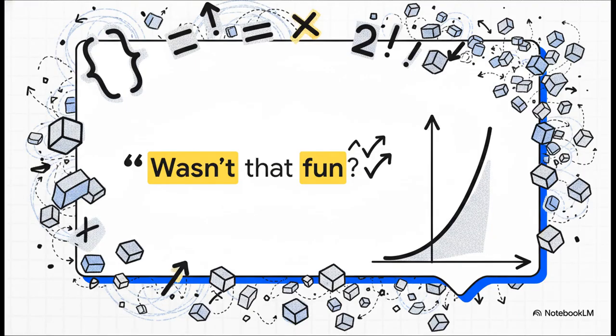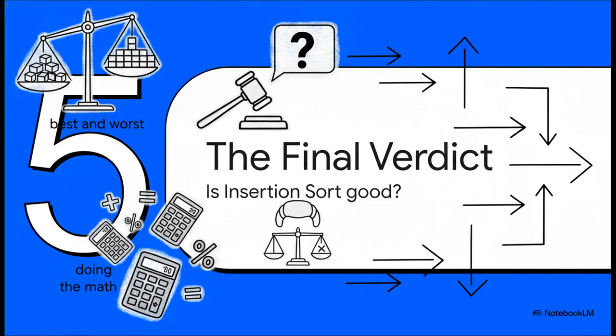So after dragging us through all that math, the authors of our source material cheekily ask, wasn't that fun? Yeah, I know, it's a bit intense, but it gives us the final, undeniable piece of evidence we need about how this algorithm performs when it's having its worst day. All right, so we've heard the testimony, we've seen the evidence from both the best and the worst cases. Now it's time for the final verdict. What's the final judgment on insertion sort?